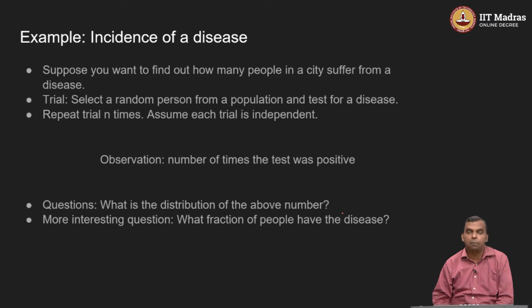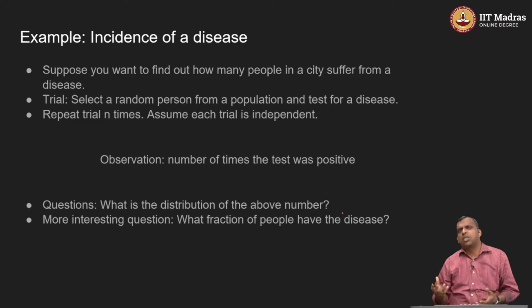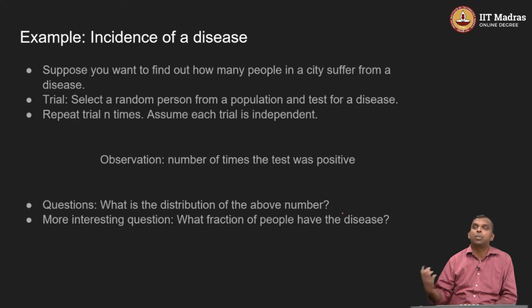So maybe they repeat it n times, and one can assume that each of these trials is random enough that it's all independent. Hopefully they're from different places and don't have a connection. So you assume these are independent, and the number that you will get at the end is how many of these tested positive. There is a test, and let's say it is a very good test: if somebody has the disease, it will turn out positive, otherwise it will turn out negative. Finally at the end of n trials, you have this number with you.